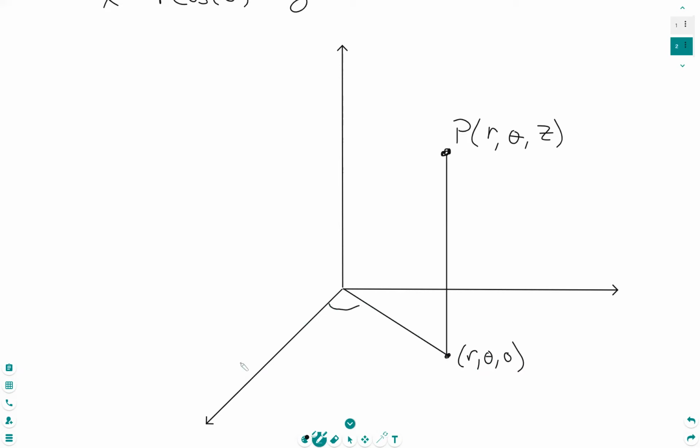And here, if this is the x-axis and this is the y-axis, then theta is the angle from the x-axis to this line. And the length here is r. And the length here is z. So this is how I define a point in cylindrical coordinates: I measure the good old-fashioned polar coordinates in the xy plane, and then I move up a distance in the z direction.